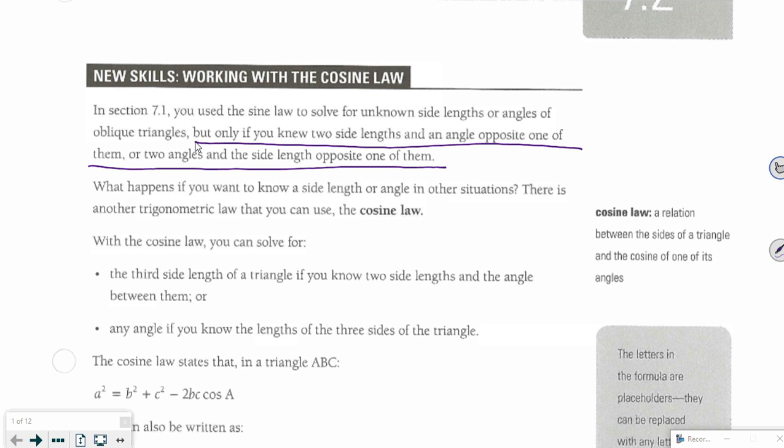This isn't always going to be the case though. There's other situations where we can't use the sine law. We have to use something known as the cosine law. So with the cosine law, you can solve for the third side length of a triangle if you know two side lengths and the angle between them, or any angle if you know the lengths of the three sides. Okay, so these are the other two situations that we can solve for now using the cosine law.